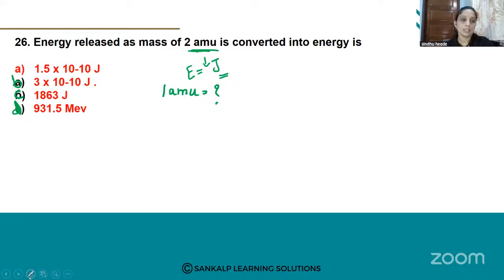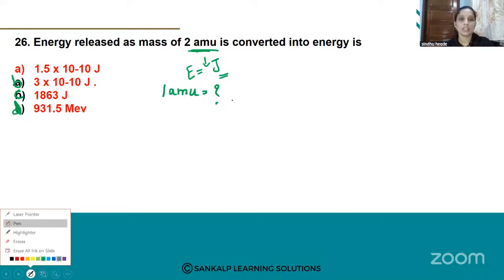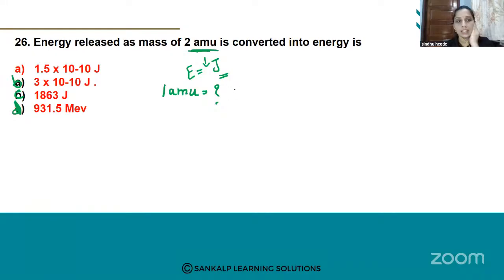ನೆನಪು ಮಾಡ್ಕೊಳ್ಳಿ. Remember this concept. What is 1 AMU value? It is nothing but 931.5 mega electron volt. So 1 AMU is 931.5 mega electron volt. Now, here they ask 2 AMU. Okay. See here, 2 AMU.